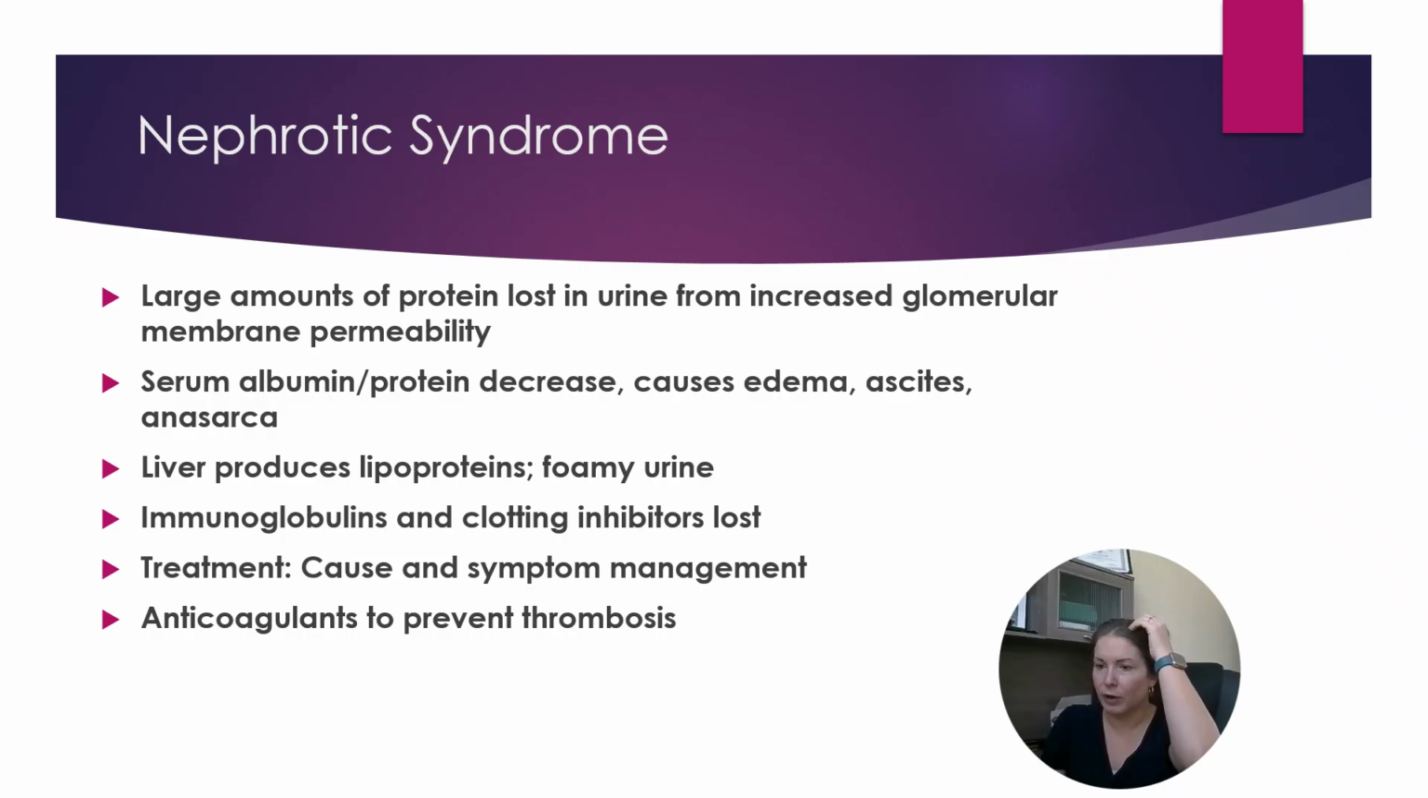Next up is going to be nephrotic syndrome. This is where large amounts of protein are lost in the urine from the increase of the glomerular membrane permeability. I talked pretty extensively about this in the pediatric one. So our serum albumin and protein are going to decrease, causing edema, ascites, and anasarca.